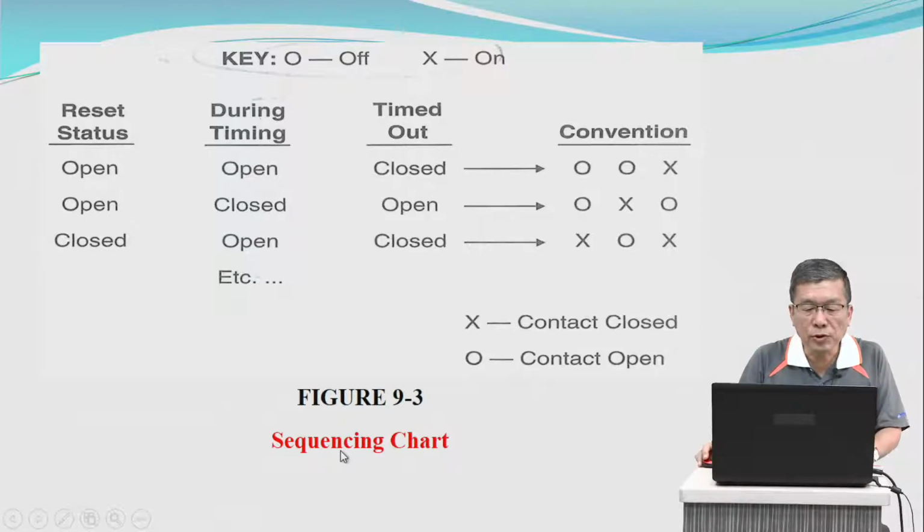This picture shows the sequential chart of the timer. Open symbol is a circle, close symbol is a contact close.